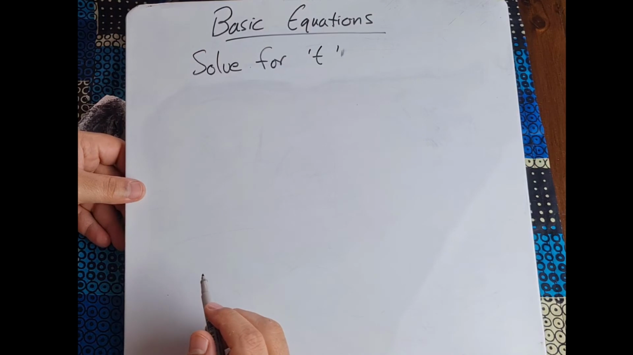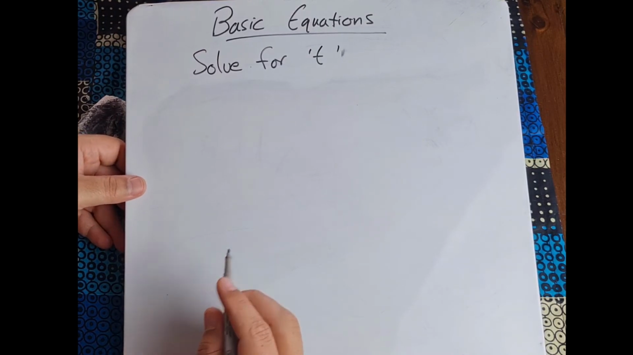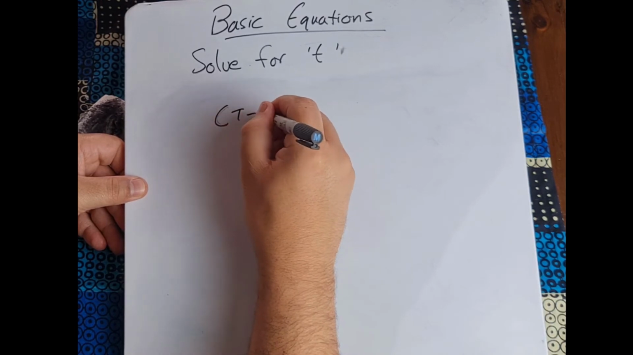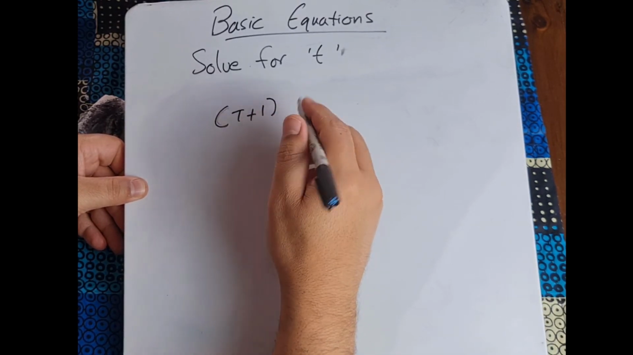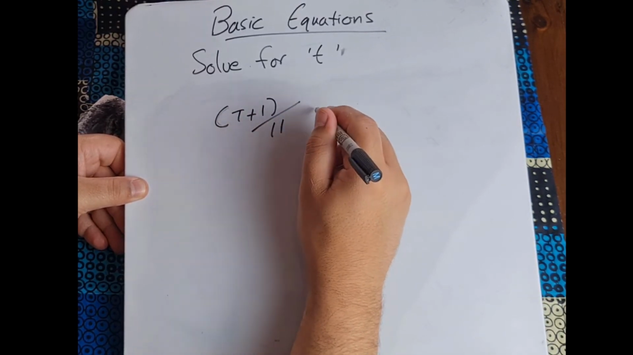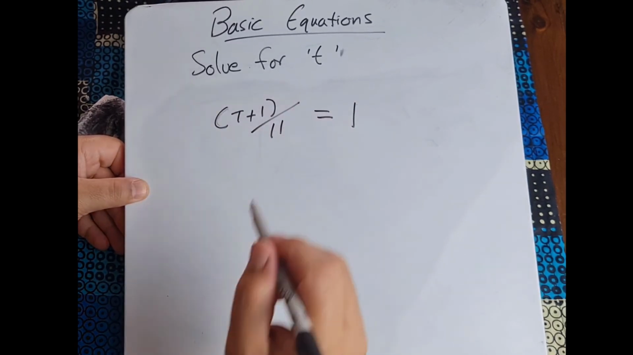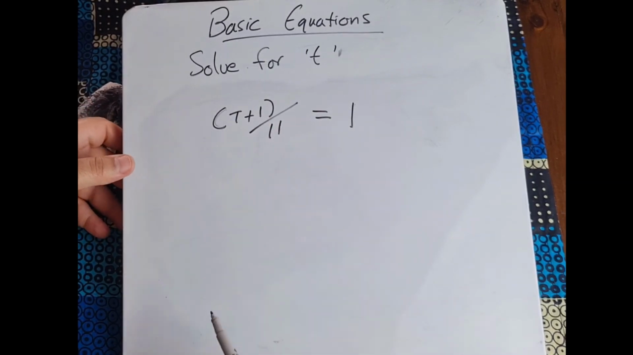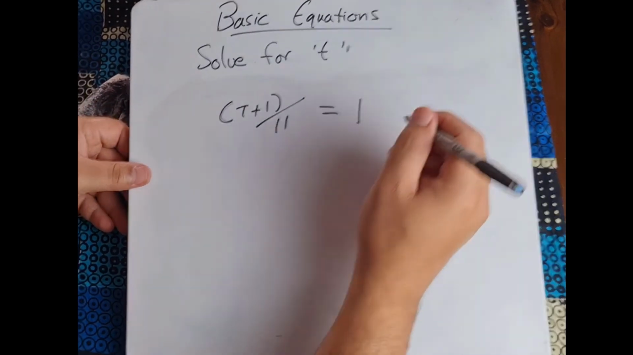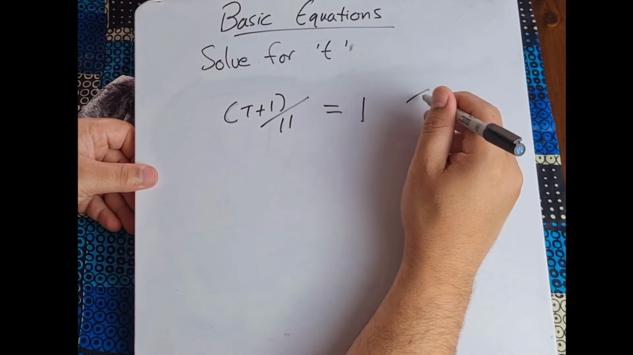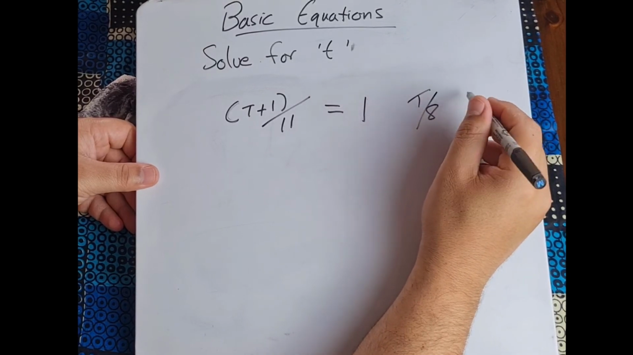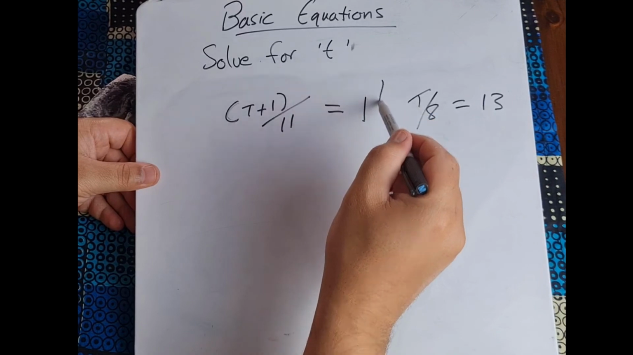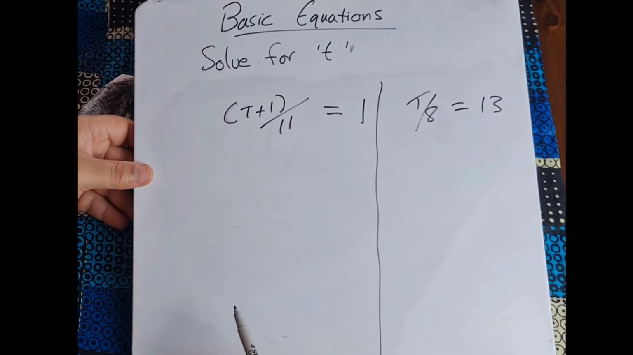Now, let's look at a difficult one. Let's go t plus 1 divided by 11 equals 1. So now you're thinking, oh my word, what is this? We've now got fractions involved. And that's fine, because I'm going to give you another one, a simple one. Let's do the simple one first. t divided by 8 equals 13. And you'll see how we can then apply it to this one over here.